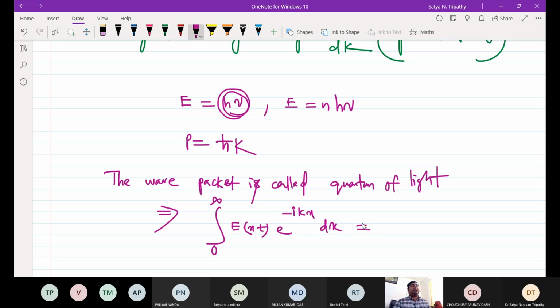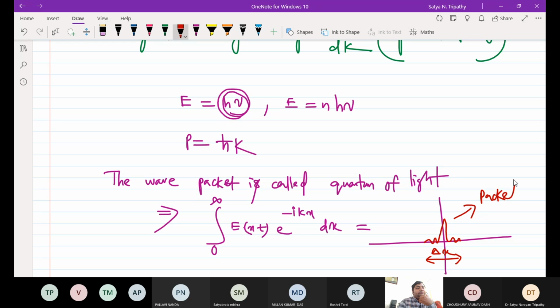See, two waves are there. What is the size of a sine wave? A sine wave spreads from minus infinity to plus infinity. Then if you add another wave, it will reduce its size. At the end, if you add many waves, the size of the wave packet will be very small. The dimension will be very small. So delta x is very small, and this is called a packet. Is it clear? Yes, sir.